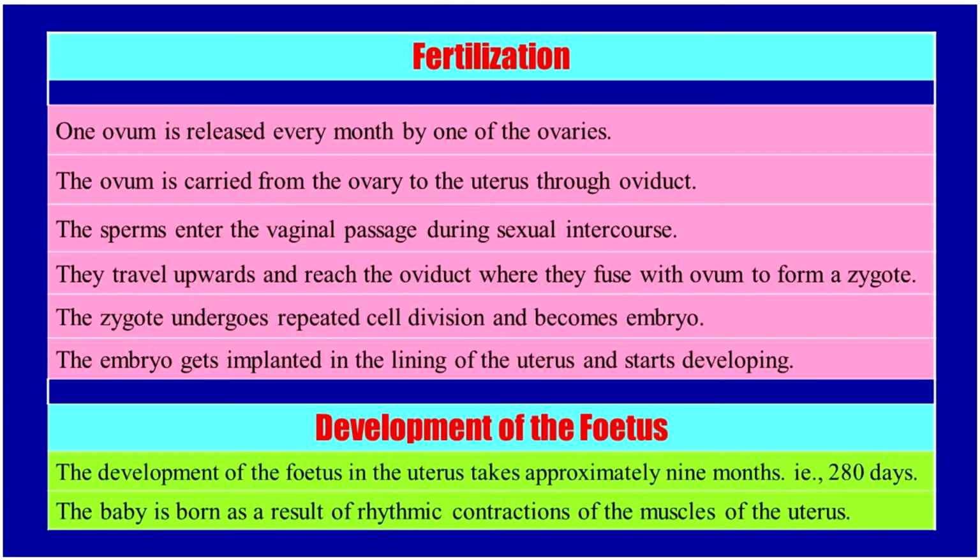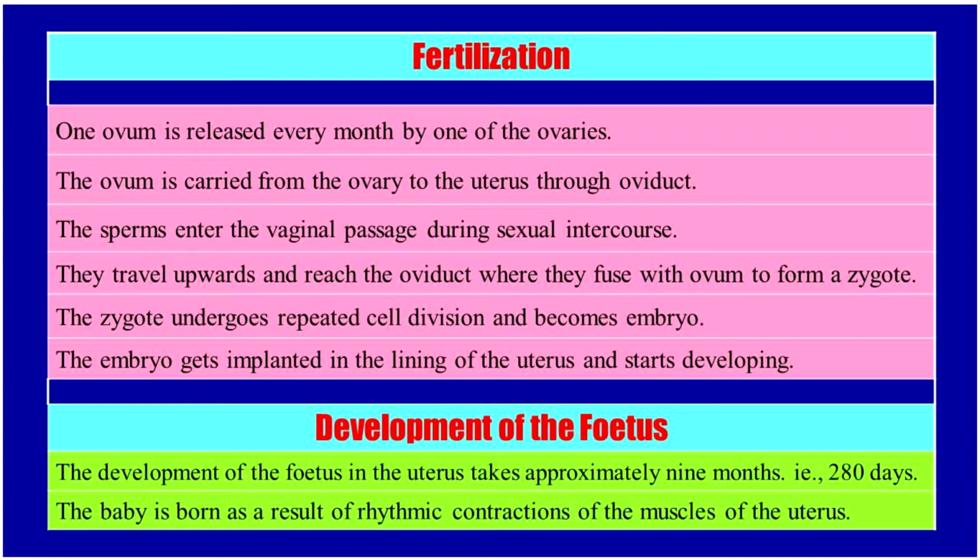Fertilization. One ovum is released every month by one of the ovaries. The ovum is carried from the ovary to the uterus through the oviduct. The sperms enter the vaginal passage during sexual intercourse. They travel upwards and reach the oviduct, where they fuse with the ovum to form a zygote.